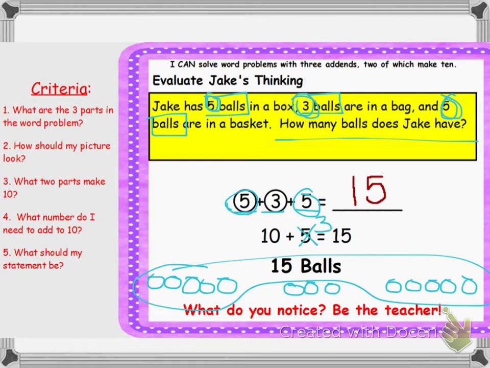So what is 10 plus 3? 10, 3 is 13. Uh-oh. So make sure that you circle the 2 numbers that make 10. Make sure you're double checking that. If you need to, count it. 1, 2, 3, 4, 5, 6, 7, 8, 9, 10. Make sure it makes 10.